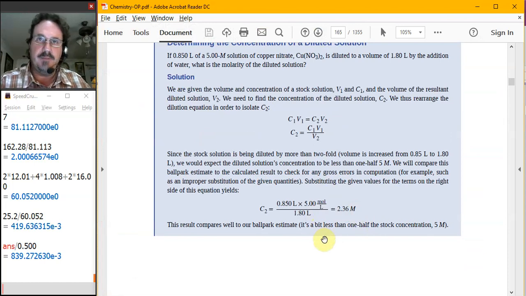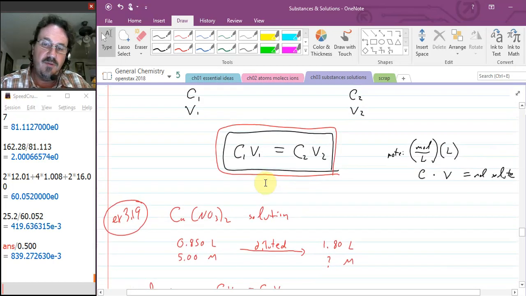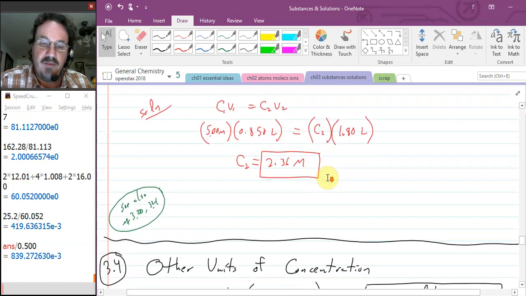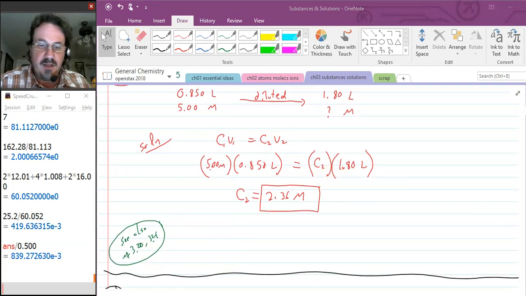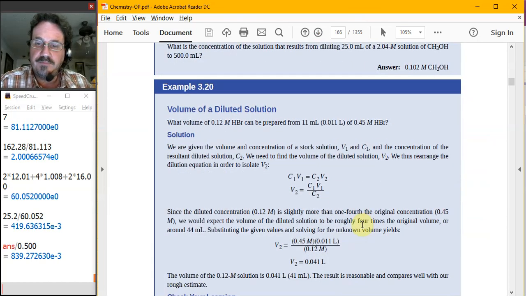I can calculate any of those. You see, C1V1 equals C2V2. Maybe they ask me for the final volume, and they give me the other three. Or maybe they ask me for the initial concentration, and they give me the other three. There's going to be one that they ask for, and three that they give you, and then you can just solve for the last one. All right, we'll end this section by looking at examples 3.20 and 3.21.